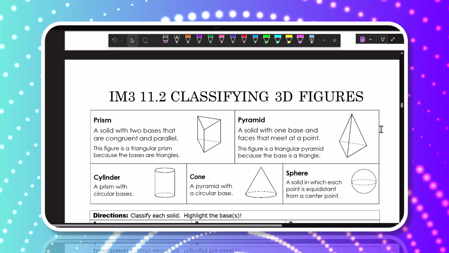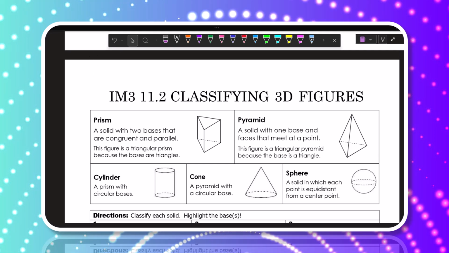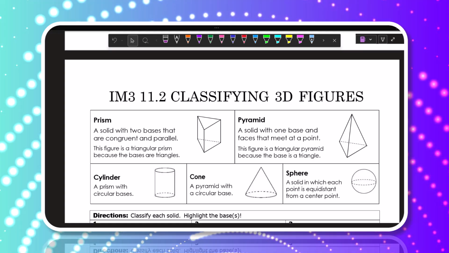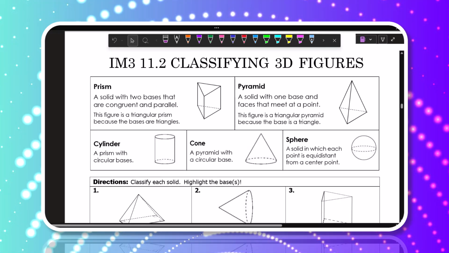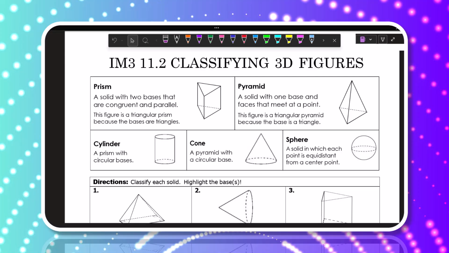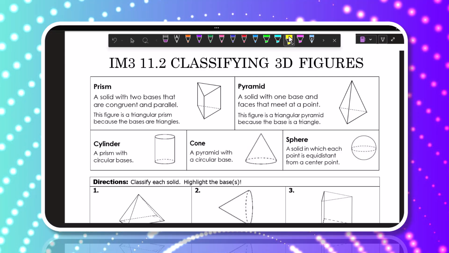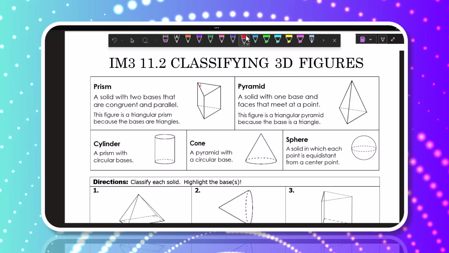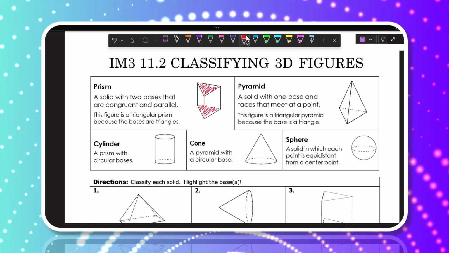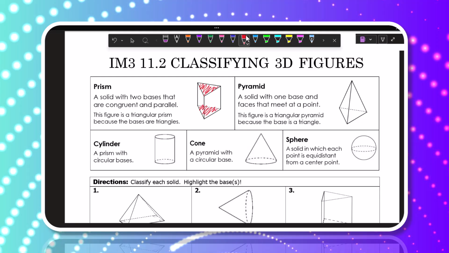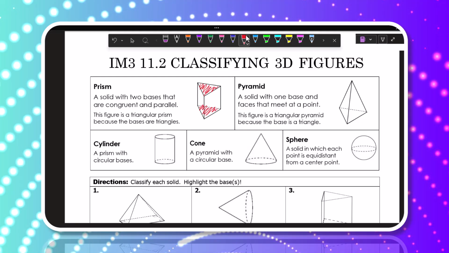All right, let's take a look at 11.2. We're starting to do some 3D figures. So we need to name them first, figure out what we're talking about. So a prism, kind of like a box, is a solid with two bases that are congruent and parallel. The bases would be the top here and the bottom here because they're parallel and they're congruent. The other sides are not parallel, they intersect.